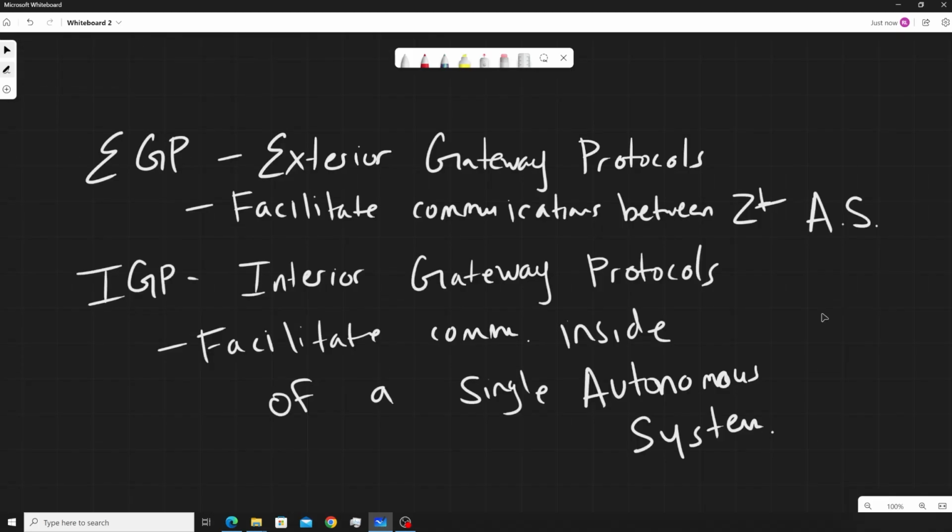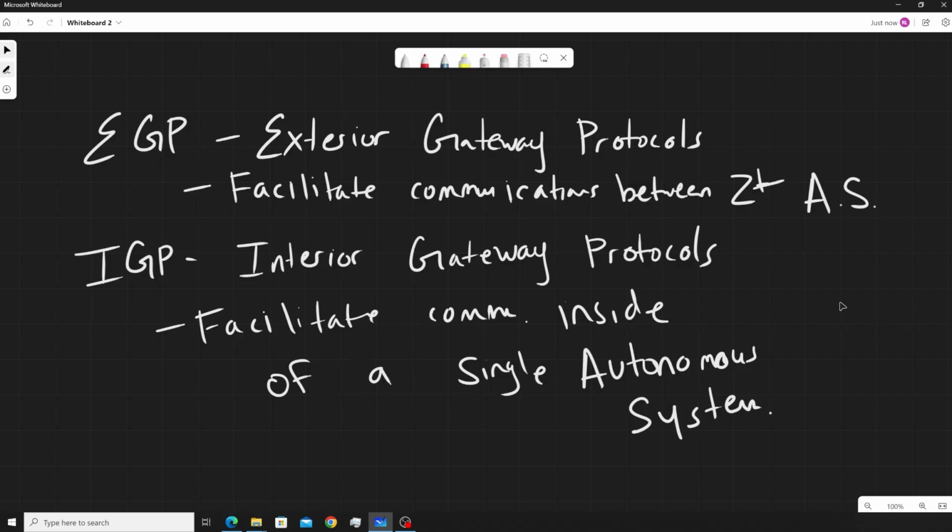So why do we have two different protocols? Why do we have EGPs and IGPs? Well, the main reason is that EGPs require this notion of trust. That is, if I give you a message, let's say that I have a customer or something, how can I be sure that you're going to deliver it? Even if it's encrypted and you can't read it, how can I be guaranteed that you just don't throw away the message? In fact, why would you?